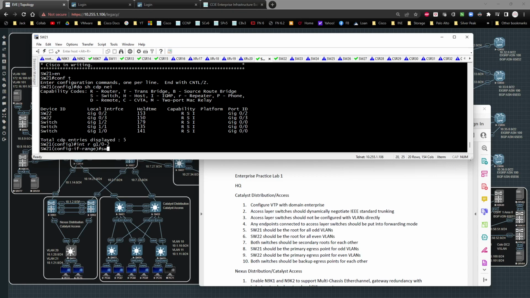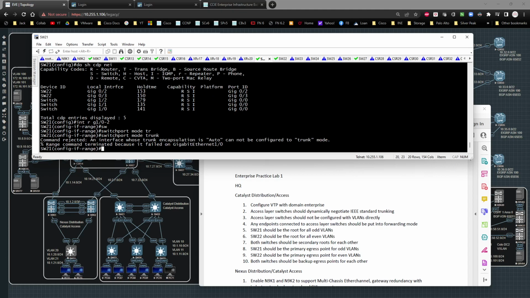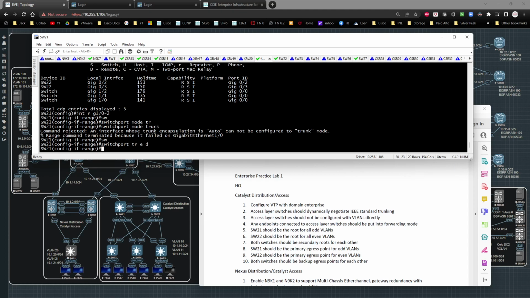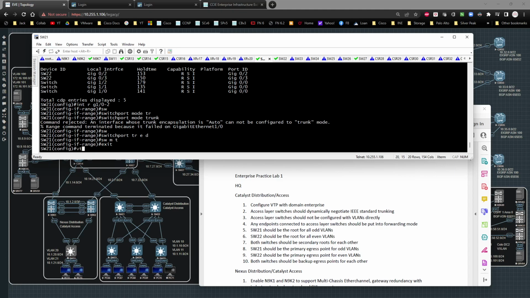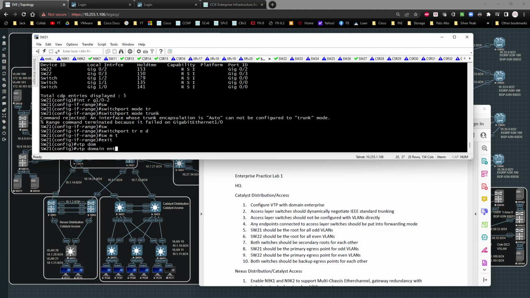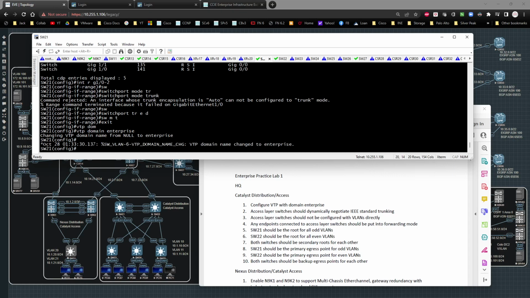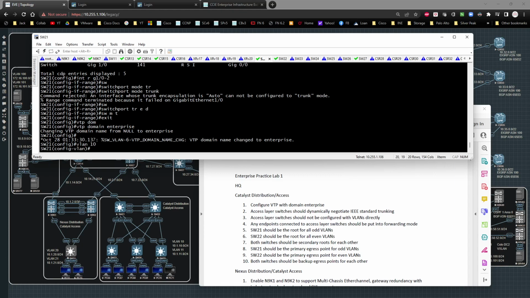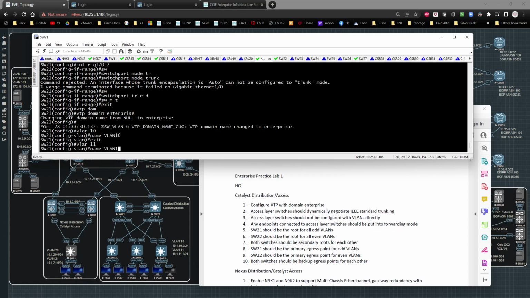I'm going to type switchport mode trunk, and it tells you can't do that. So switchport trunk encapsulation dot1q, switchport mode trunk. And then I'm going to say VTP domain is going to be enterprise. Okay, and then I'm going to create VLAN 10, name is VLAN 10, VLAN 11, name VLAN 11.